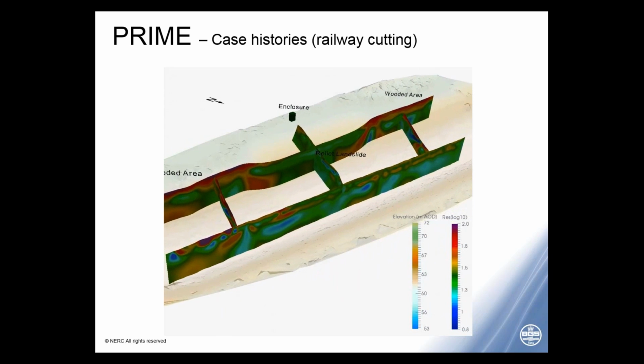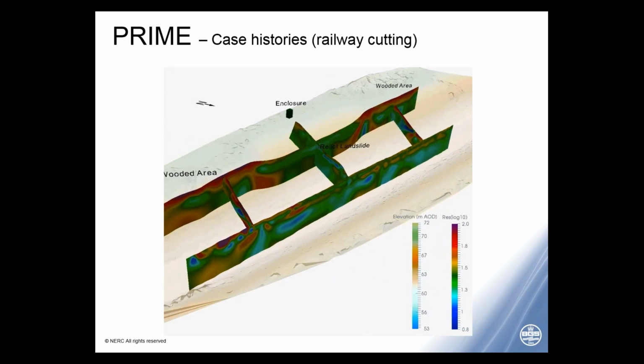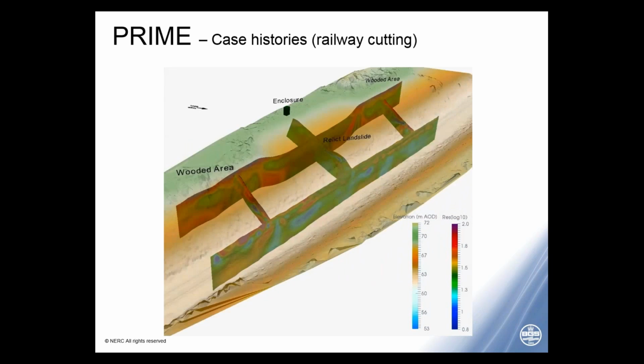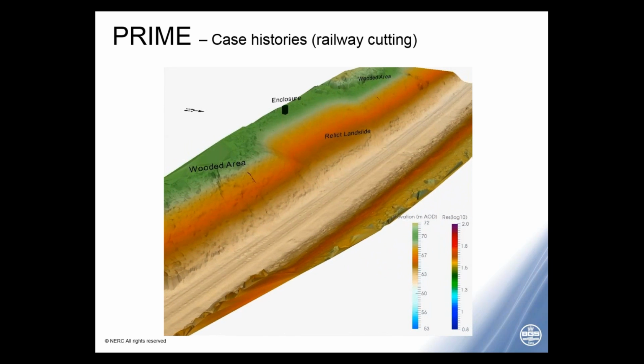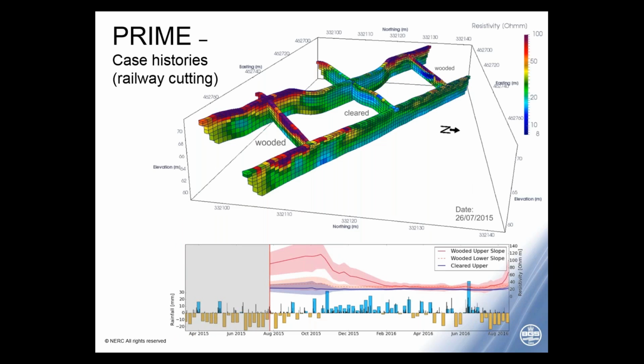And here you can see, if you like, the baseline images generated from the PRIME system showing significant subsurface heterogeneity. It shows the location of the sensor arrays, so a 100-meter section of the cutting. And on our next slide, you can see the same data, but in a slightly different view. And what I'm going to show you now are a time series from this site.